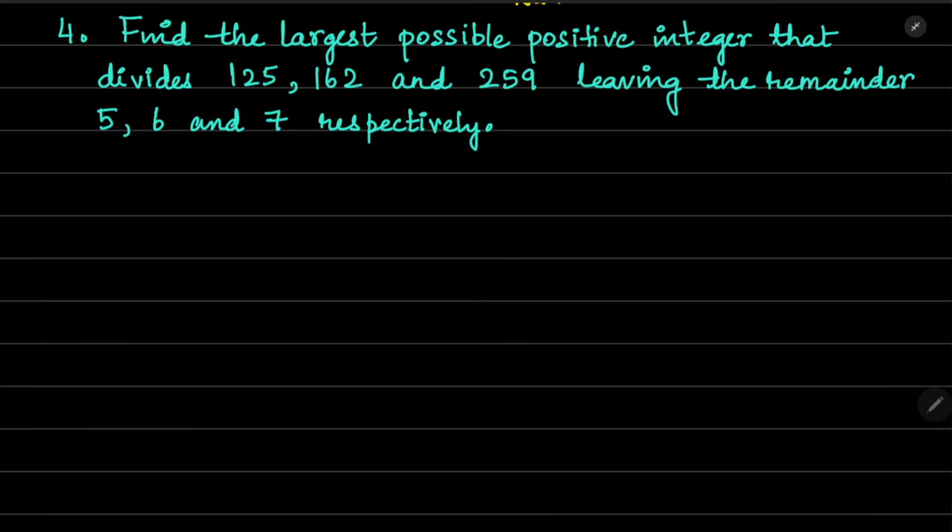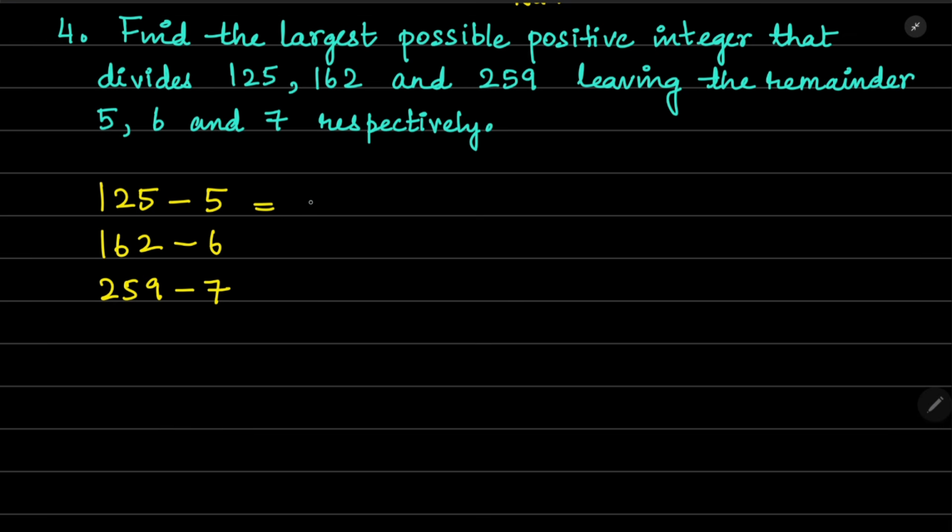Whenever you get questions wherein you are seeing these lines, wherever you have a given condition, that is numbers leaving a remainder, the first thing to do immediately is get the actual number. And how will you get the actual number? By subtracting. Say 125 is here, you have 162 and 259. But these are not actual numbers. You will get the actual numbers if you subtract the respective remainders from these numbers. So let us do that: 125 minus 5, 162 minus 6, 259 minus 7.